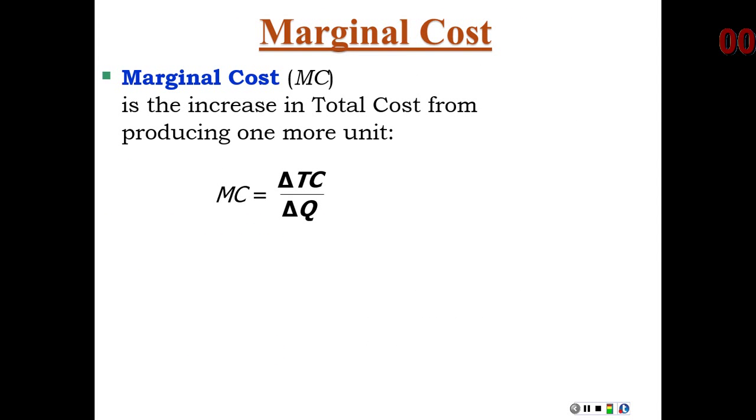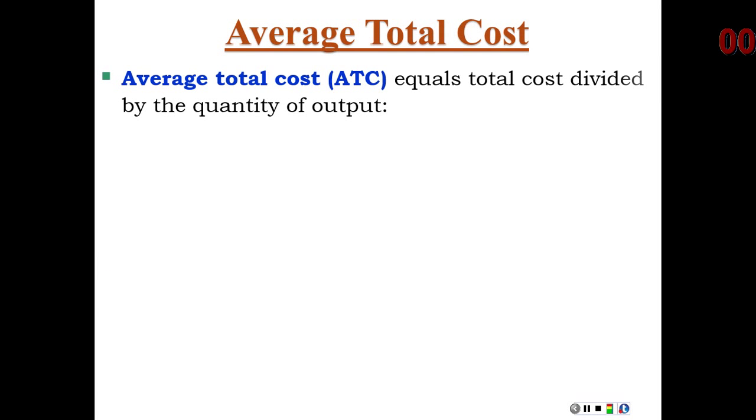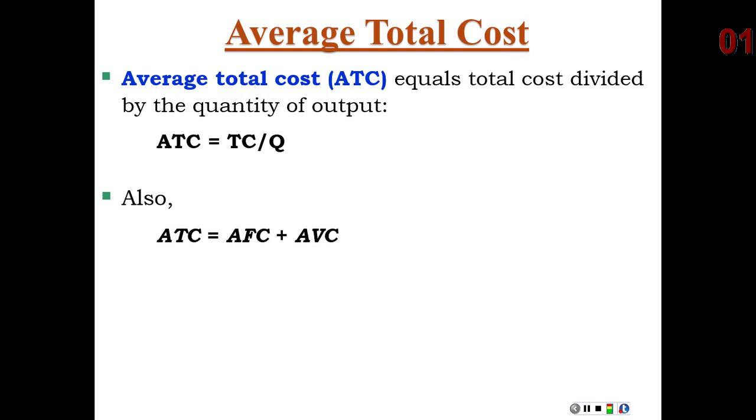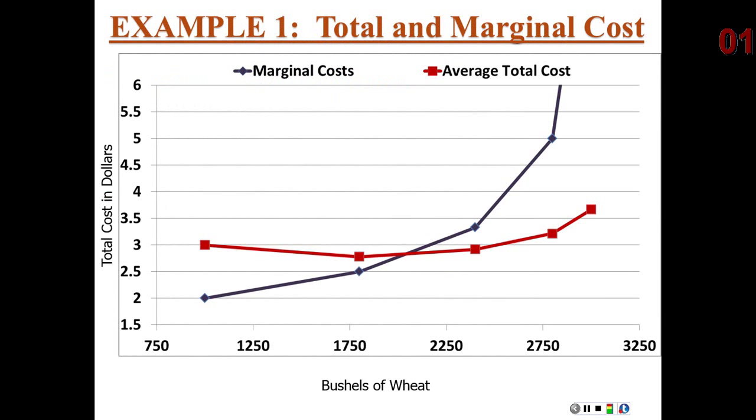This is how much cost is changing as we change the units of output. Specifically, produce one more unit of output. How much extra does it cost us? Okay. And then average total cost told us the typical cost per unit. This was found as total cost divided by quantity, total cost per unit, right? And then we also said that average total cost is equal to the average fixed cost, which is the fixed cost divided by quantity, plus the average variable cost, which is variable cost divided by quantity.